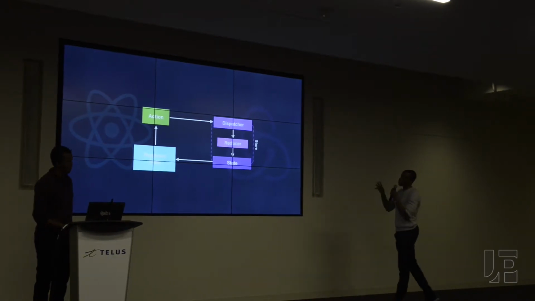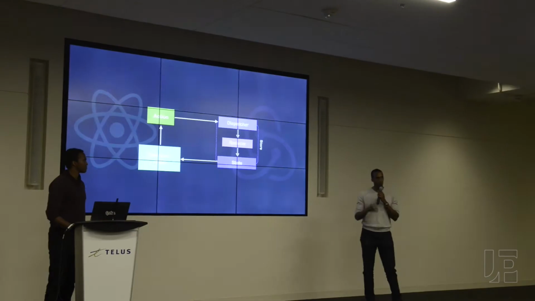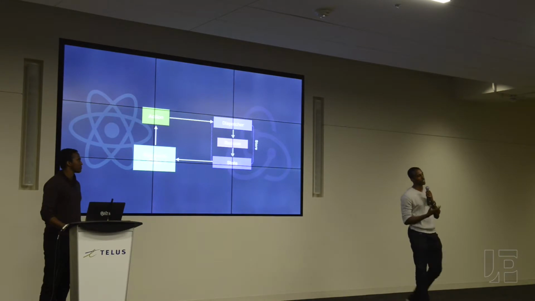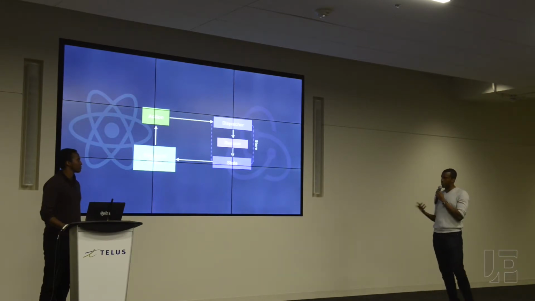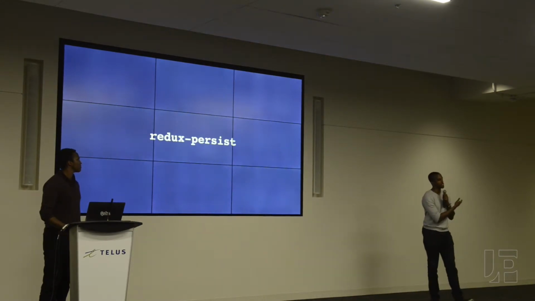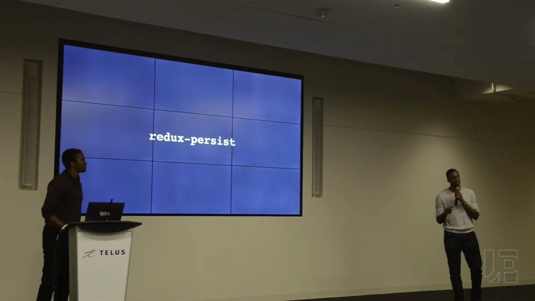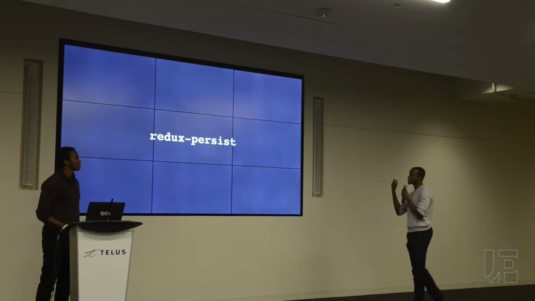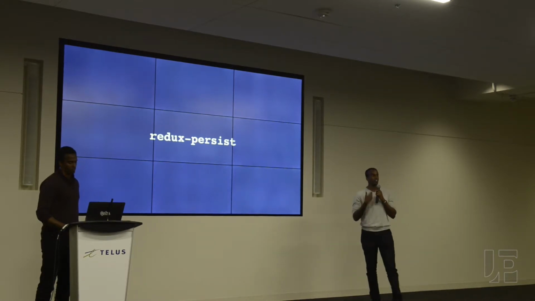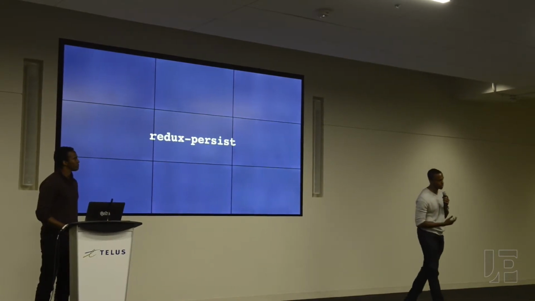With Redux, your entire state is nothing more than just a single JavaScript object. And the reason why this makes sense is that when you're thinking of persistence, you can persist this entire object instead of just certain parts. One such library that actually makes persisting Redux state easier is called Redux Persist.